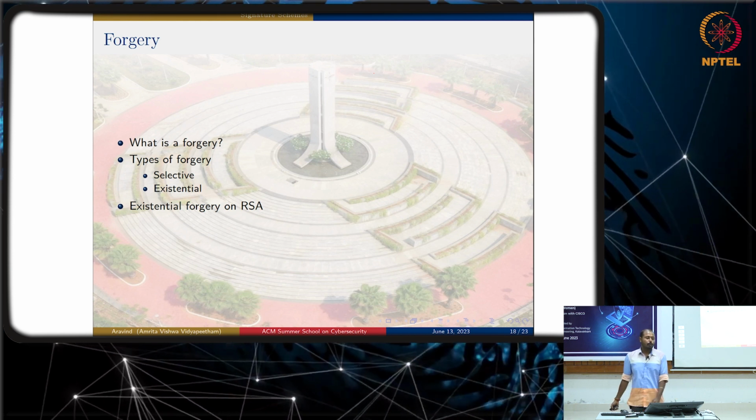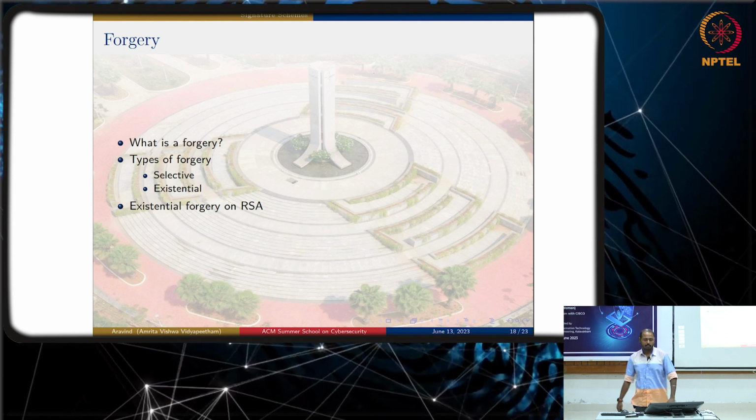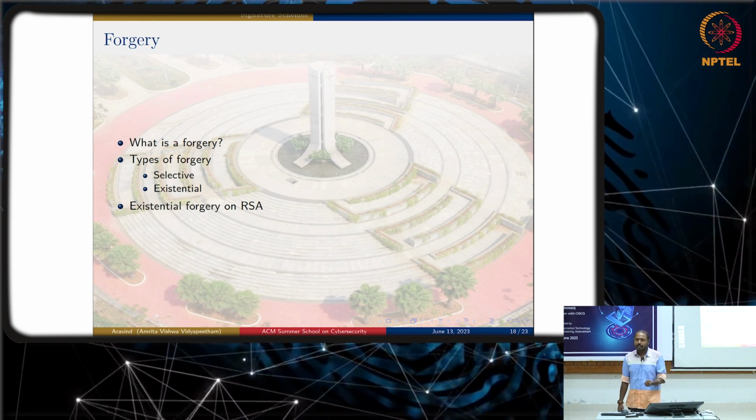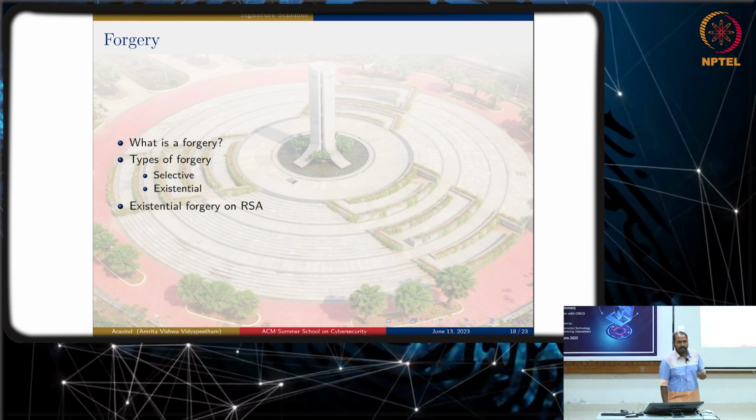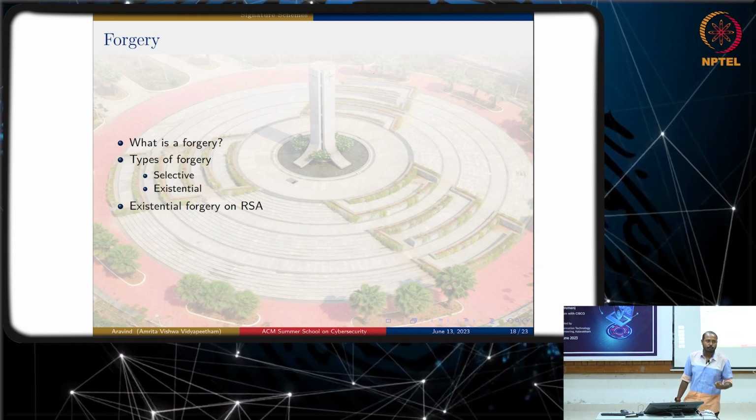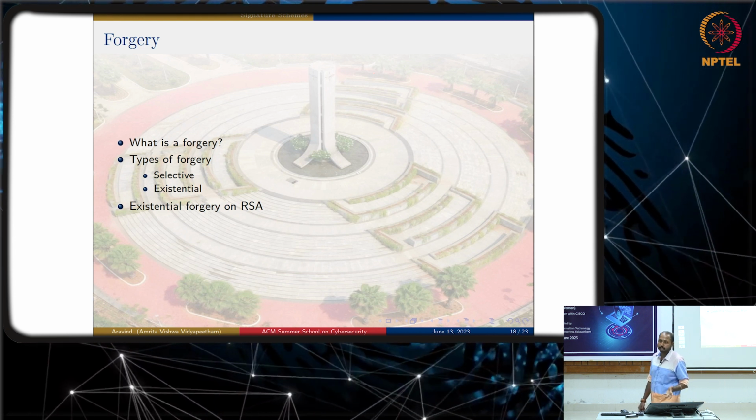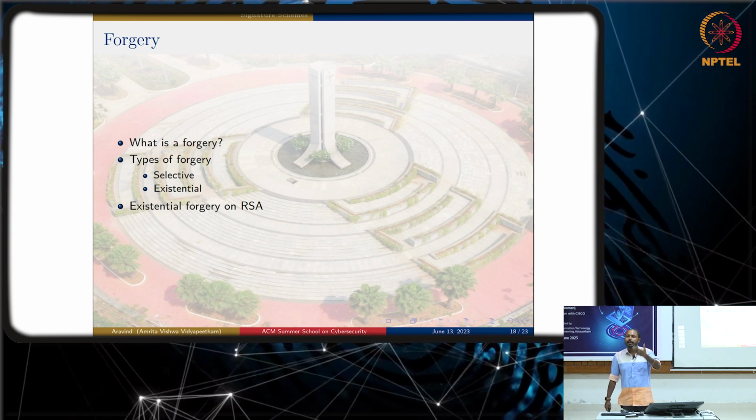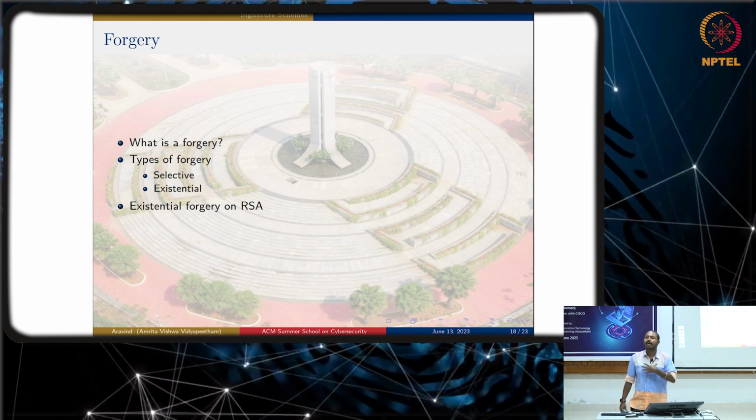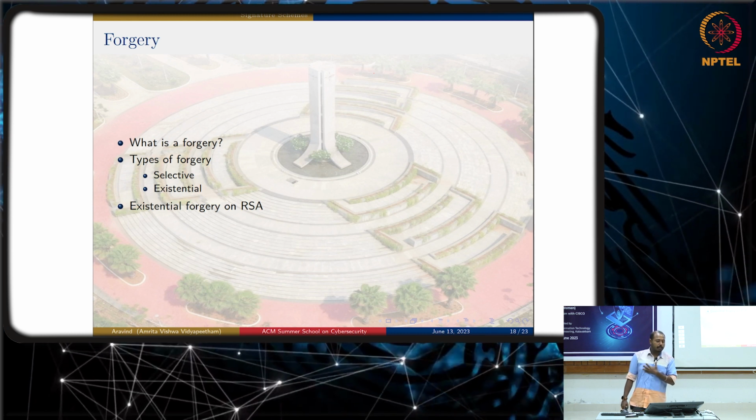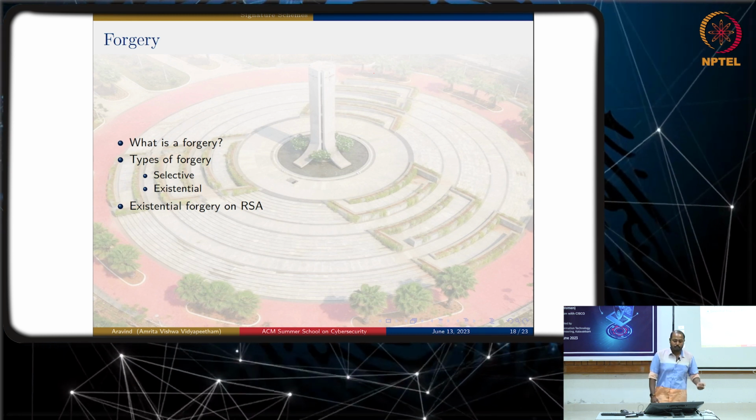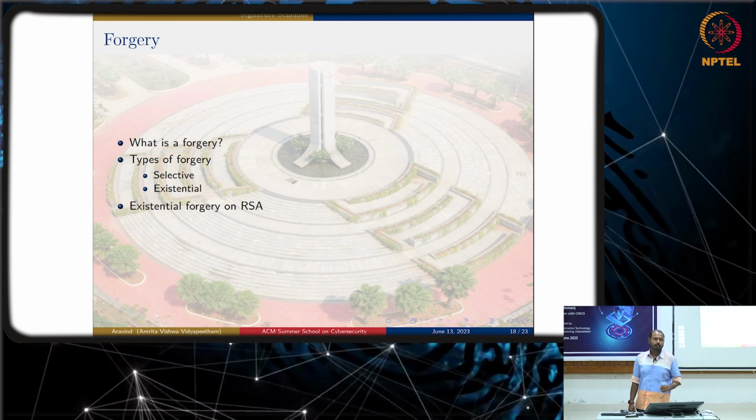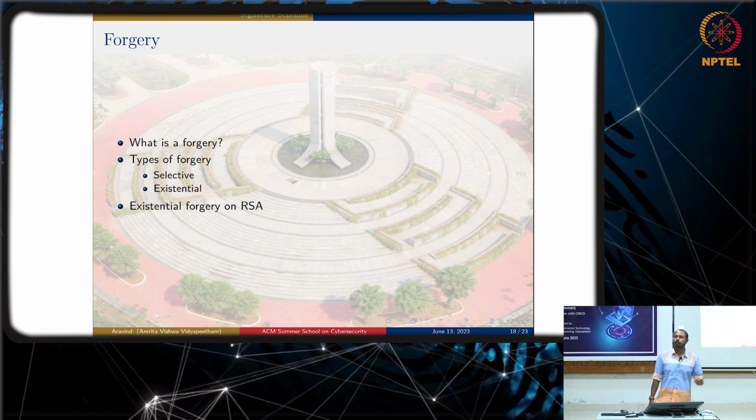Okay. So now what is a forgery? I told you what is a forgery. Somebody who is trying to make my signature out of some information, making a valid signature of me. There are two types of forgery, which we call generally selective forgery and existential forgery.